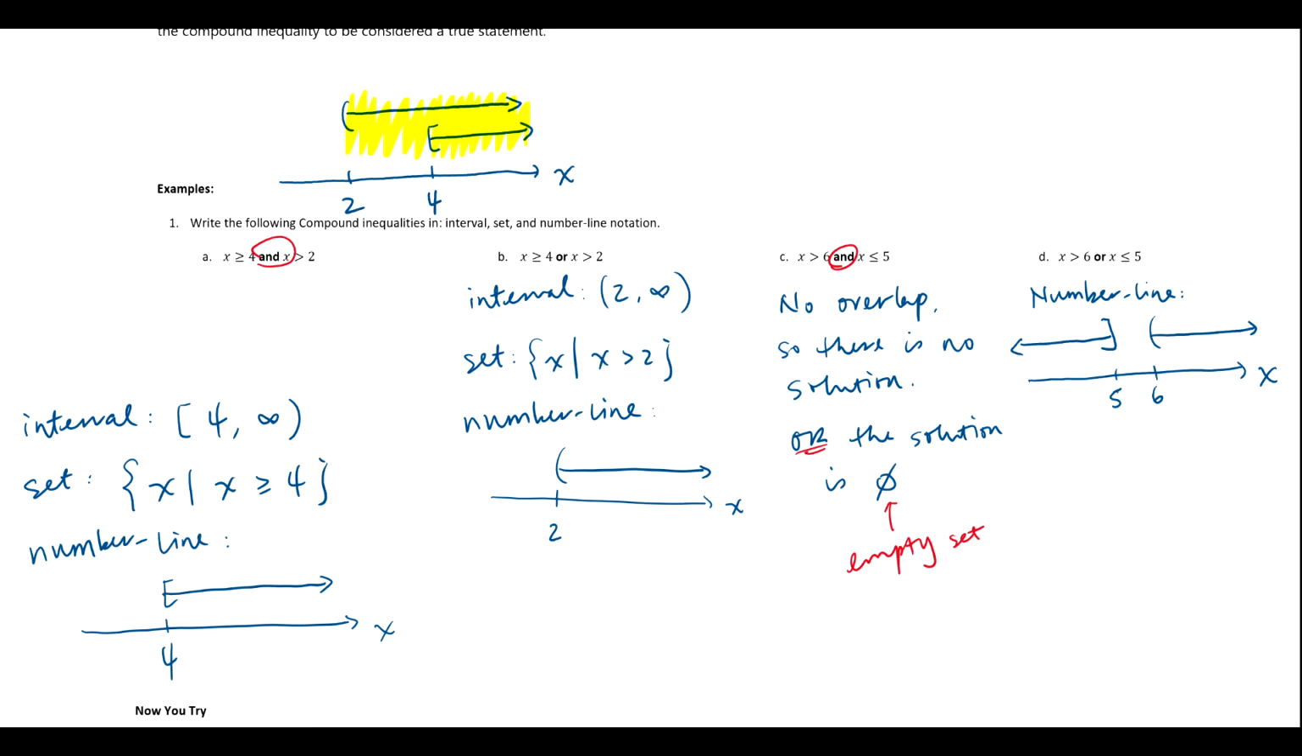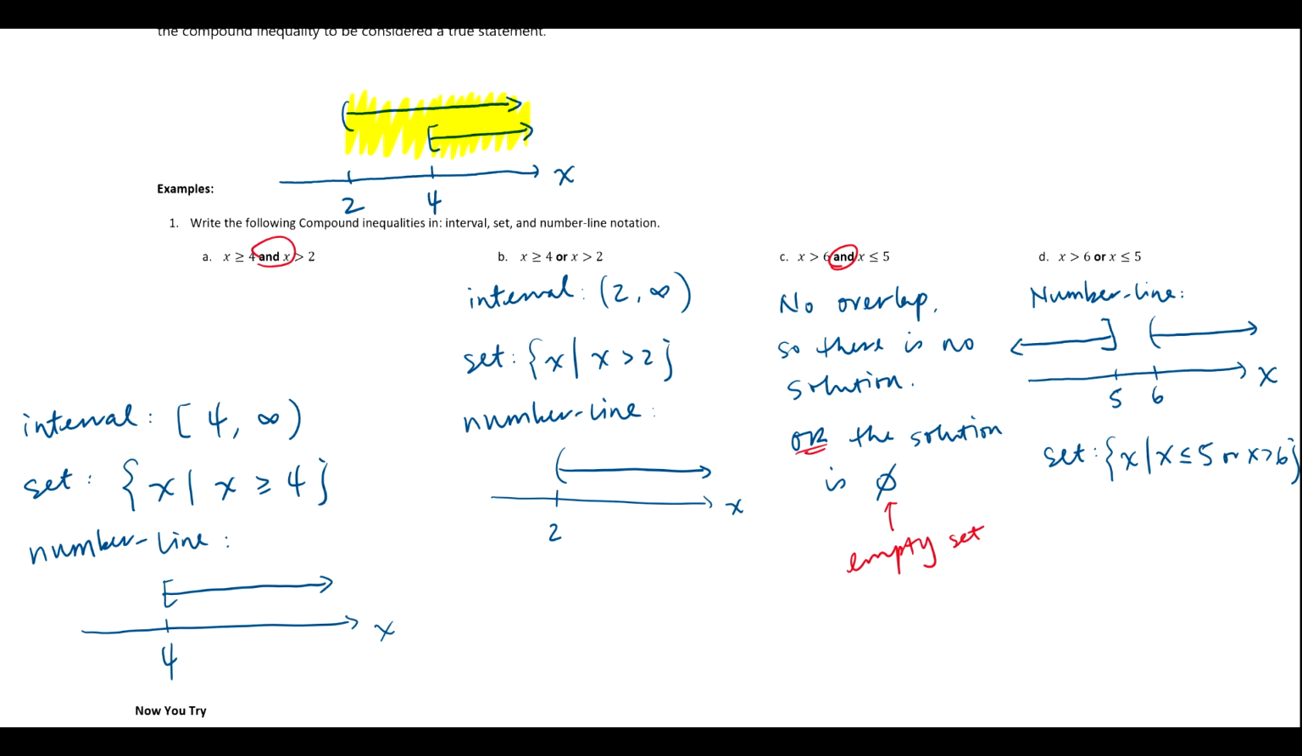And now for the other notations, we can use the set notation over here. For set notation, we're just going to use x and state exactly the same inequalities we had. And I like to go from the smaller values to the larger values. So I'm just going to say x is less than or equal to 5 or x is greater than 6. Those are the statements we had to start with.